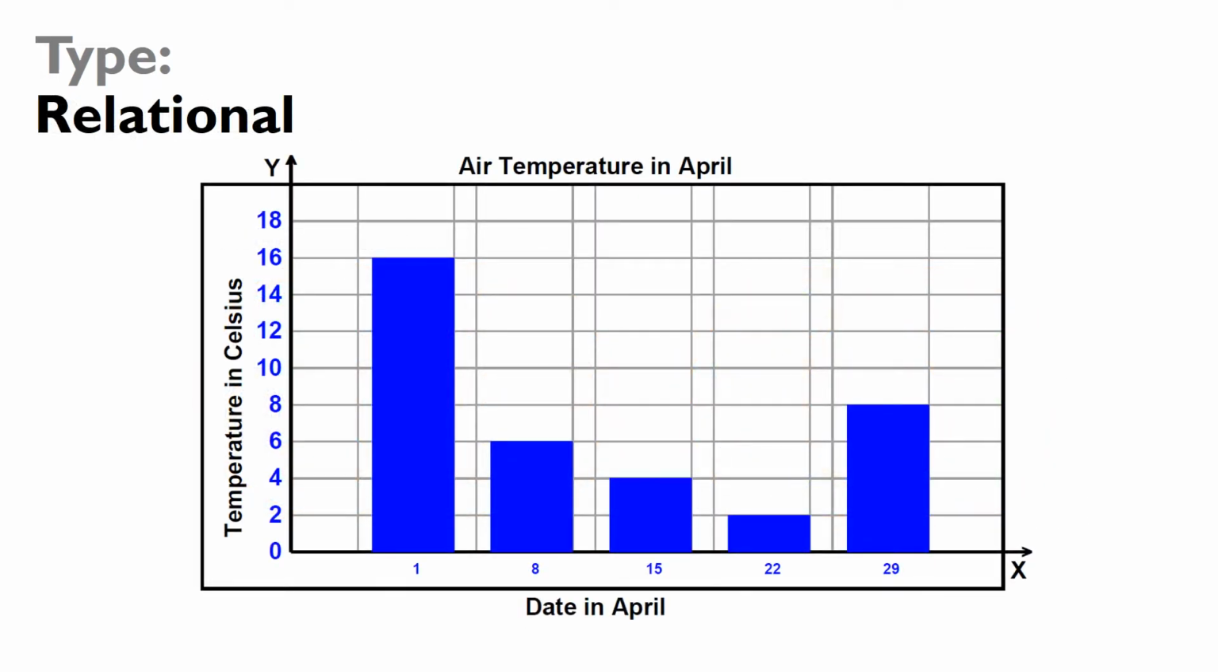Another category of graphics related to the previous are relational graphics. Now, these are graphics that show quantitative relationships among 2 or more variables. And perhaps the most common type of relational graphic is some type of actual graph. In this case, a bar graph that depicts the relationship between 2 variables, in this case, temperature and date.